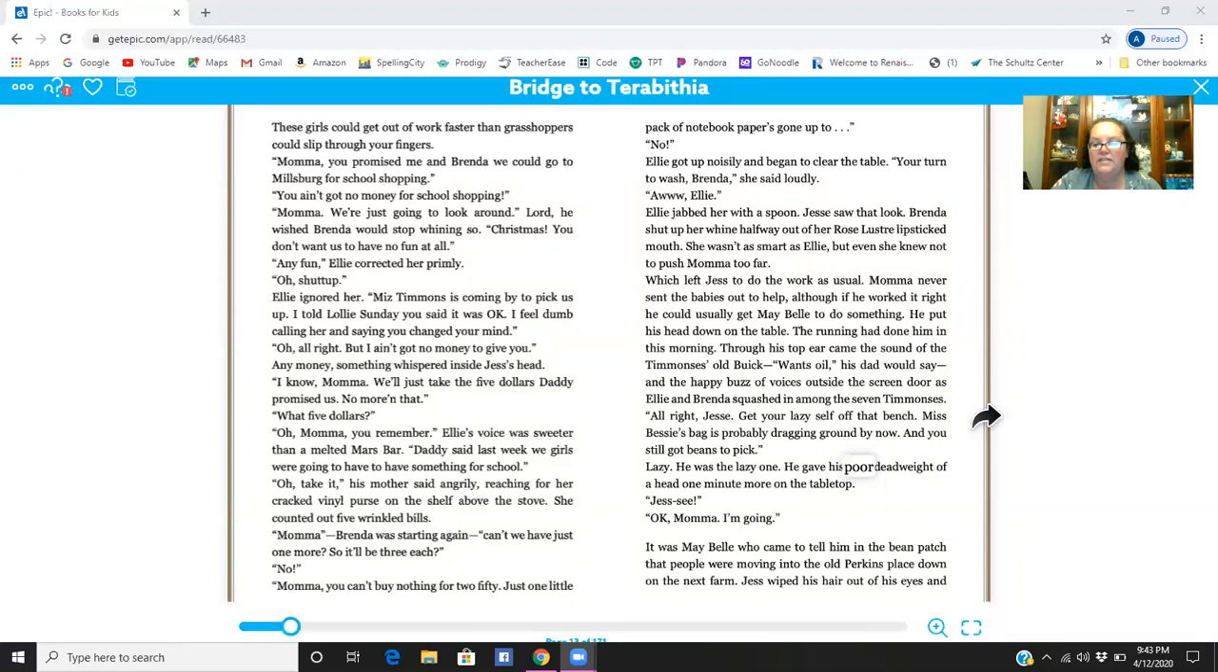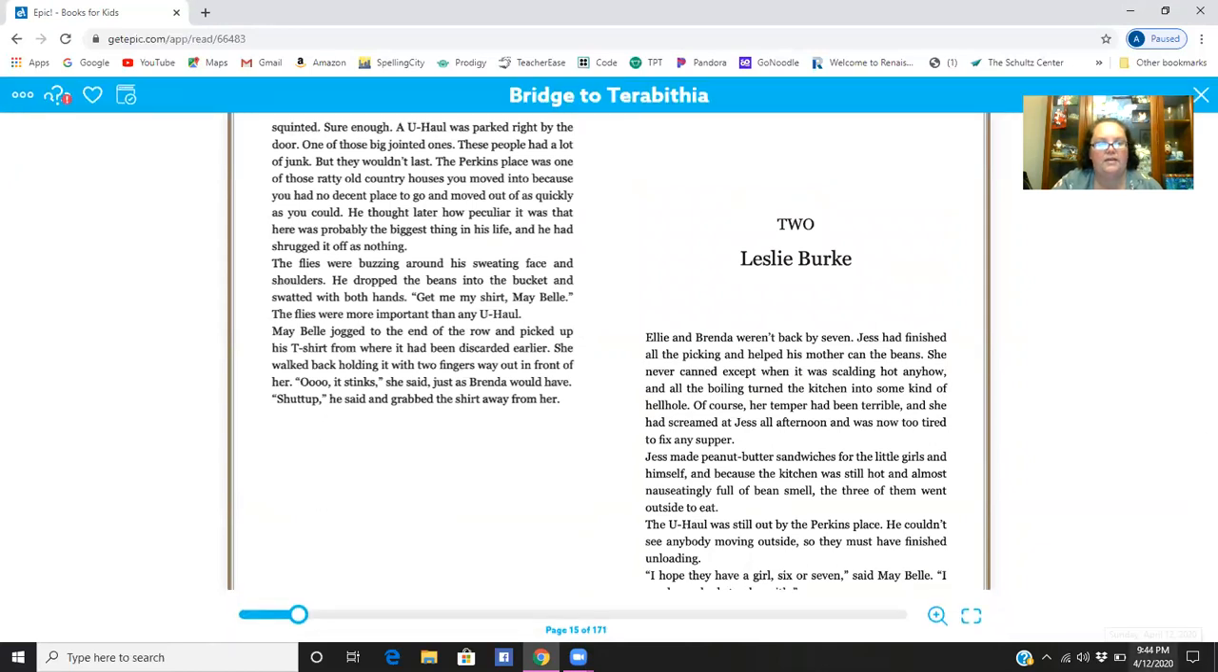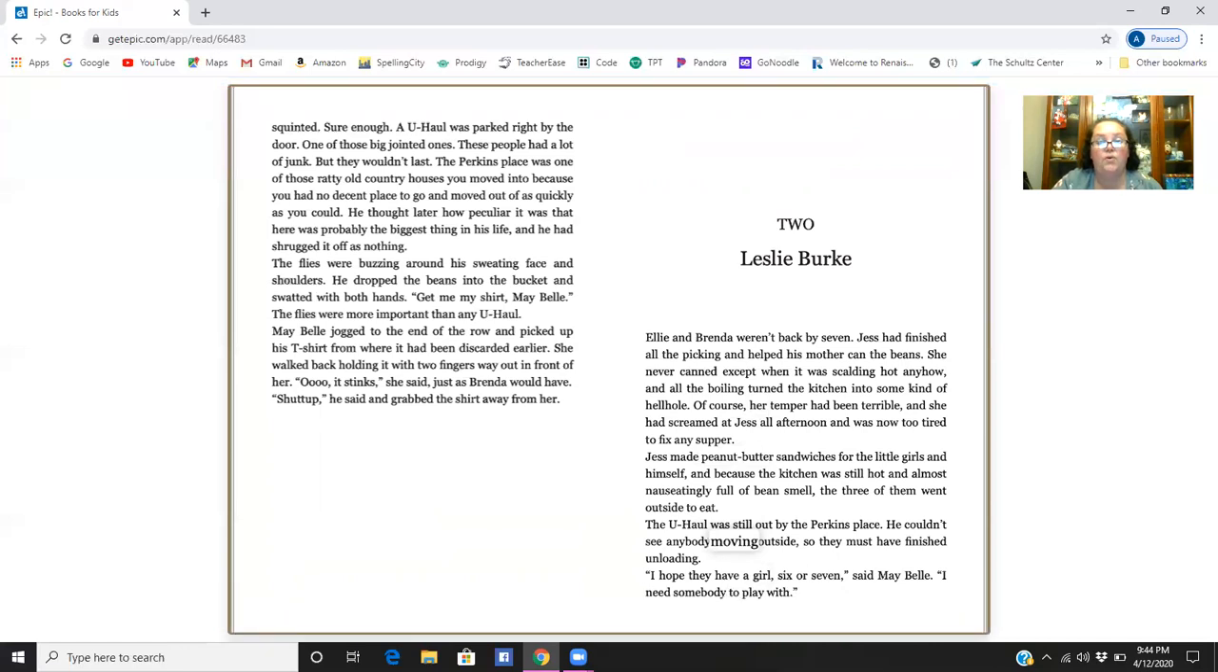Jess wiped his hair out of his eyes and squinted. Sure enough, a U-Haul was parked right by the door, one of those big jointed ones. These people had a lot of junk, but they wouldn't last. The Perkins place was one of those ratty old country houses you moved into because you had no decent place to go and moved out of as quickly as you could. He thought later how peculiar it was that here was probably the biggest thing in his life, and he had shrugged it off as nothing.